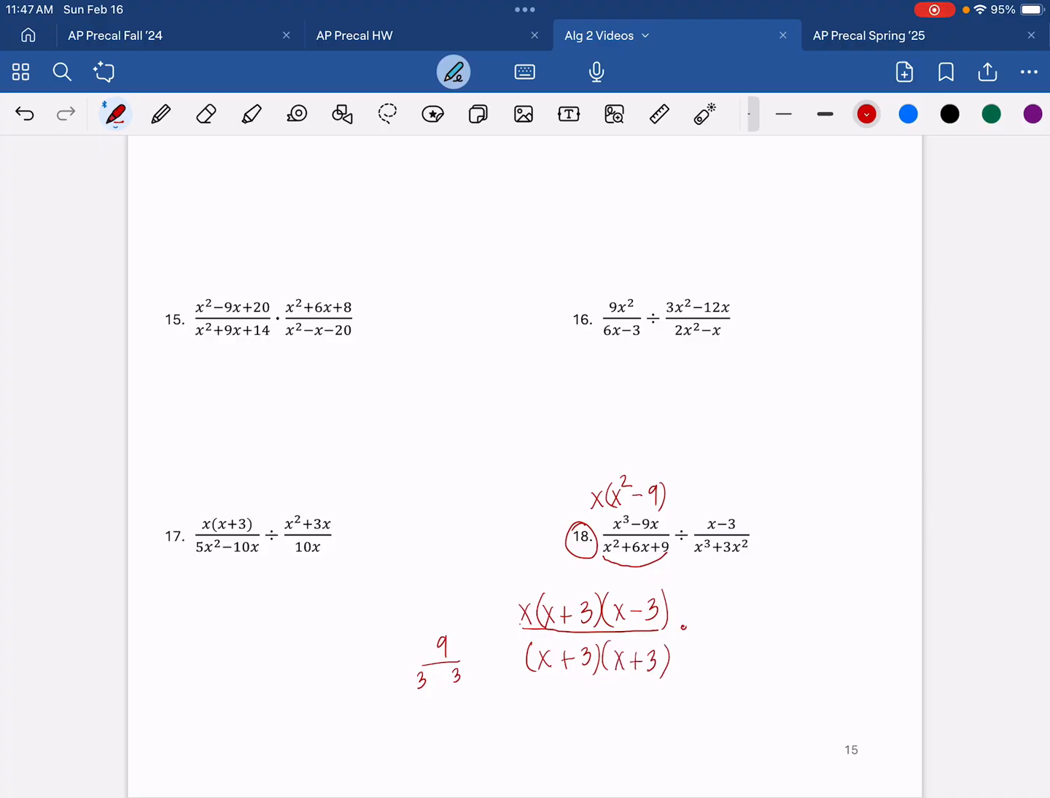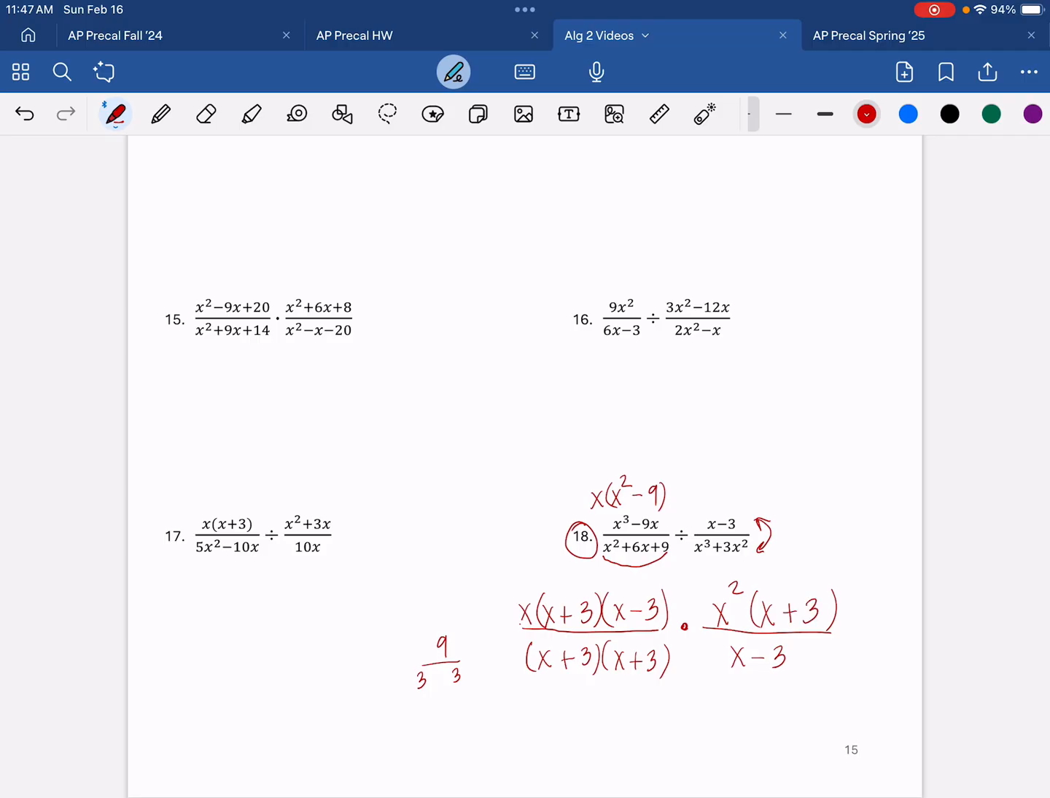I'm going to change this problem to a multiplication, and I'm going to flip the second fraction. So x minus 3 ends up in the denominator. And then it looks like down here, these both have an x, not just one, they both have at least x squared. So I'm going to take an x squared out, and the x cubed will become just an x. The 3x squared now just has a 3.